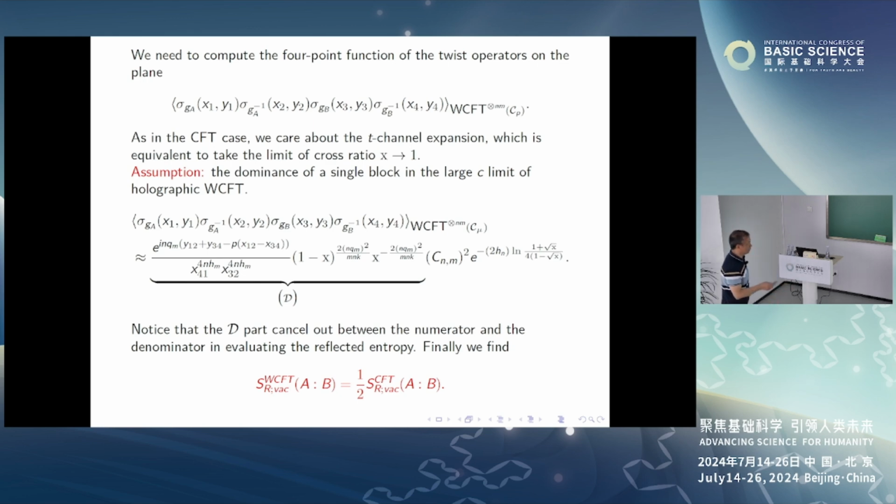So even though the computation is quite complicated, for the entropy case you have to decide the boundary condition of the twist operator. For different twist operators, you have different conformal weights. But the final answer is quite simple.